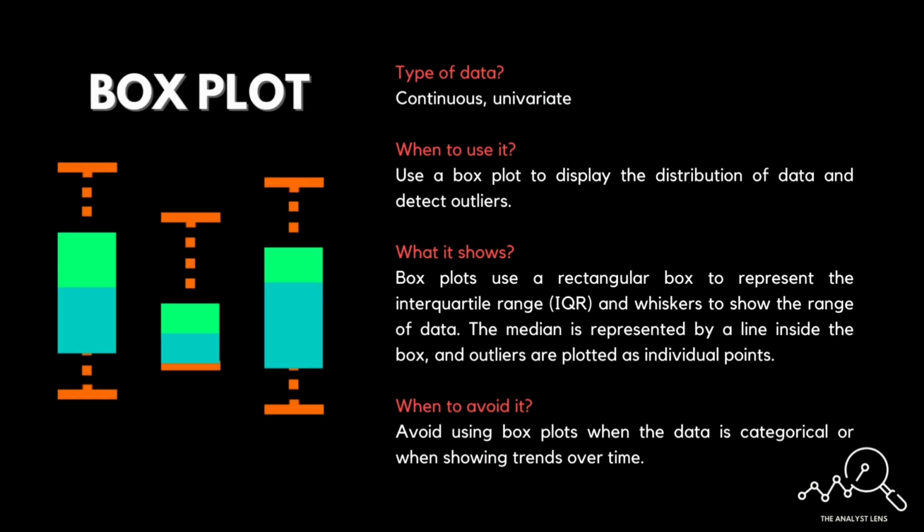Here comes the box plot. Box plots box up your data, revealing quartiles, outliers, and median values. The type of data preferred is continuous and univariate. A box plot should be used to display the distribution of data and detect outliers. The median is represented by a line inside the box, and outliers are plotted as individual points, as shown in the figure.